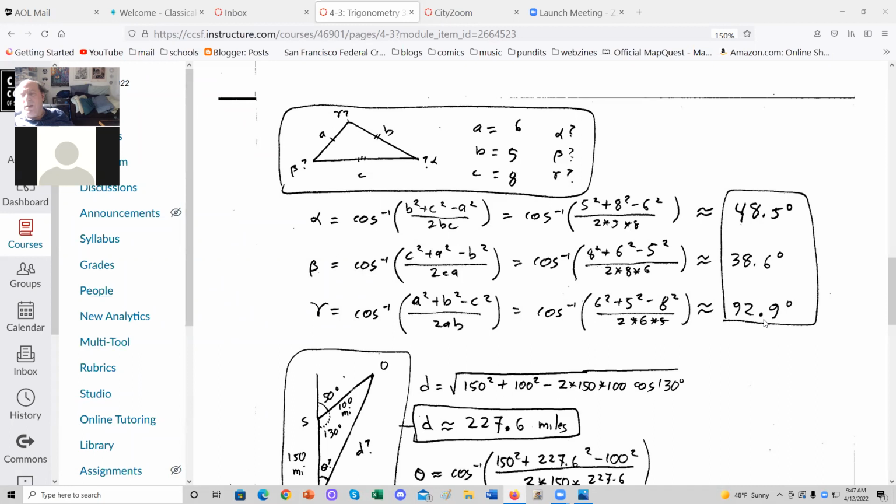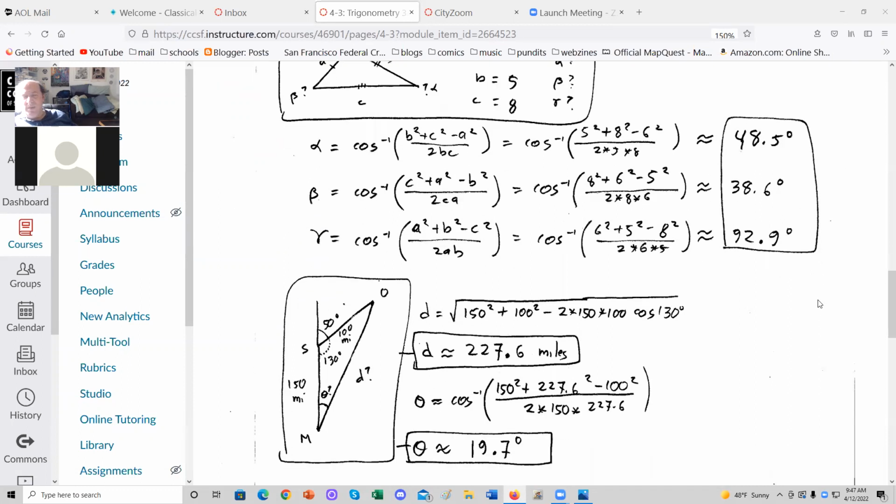Now I can find gamma by adding these two and subtracting them from 180 degrees. But I prefer to use as fresh ingredients as possible. So our cosine law, arc cosine of a squared plus b squared minus c squared over 2ab. After a bit of calculation, it's 92.9 degrees. And those are the angles to within a fraction of a degree.